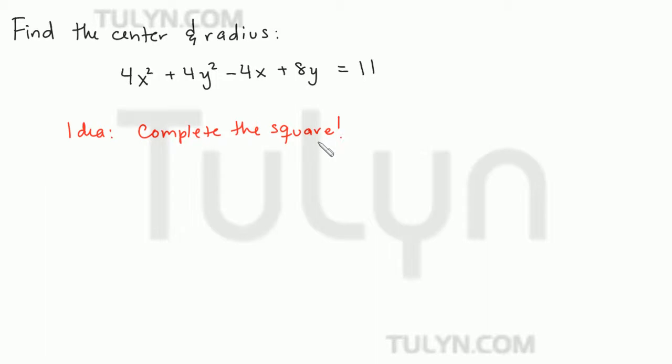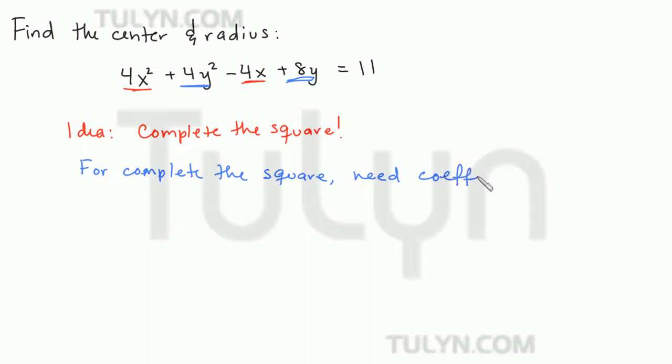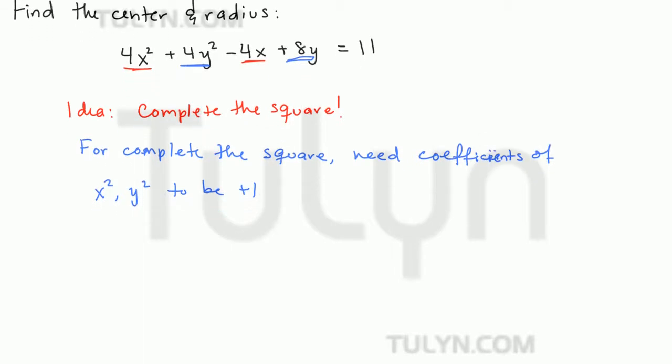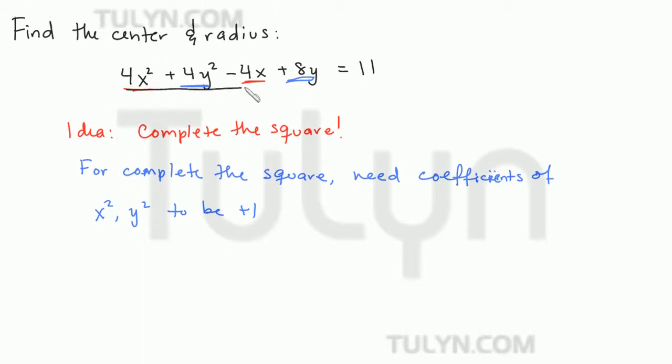So the first thing we have to do is notice that we complete the square with these two x terms and then these two y terms. But the leading coefficient in both those cases is 4. And for completing the square, we need a coefficient of positive 1. So we need the coefficients of x squared and y squared to be positive 1. The easiest way to do that is to take the entire equation and divide every single term by 4.